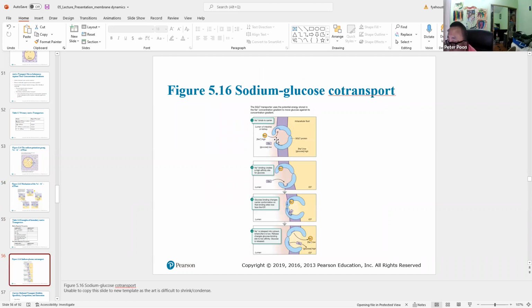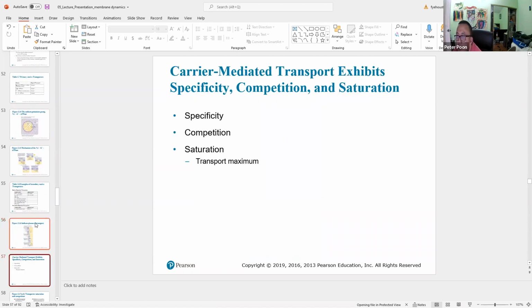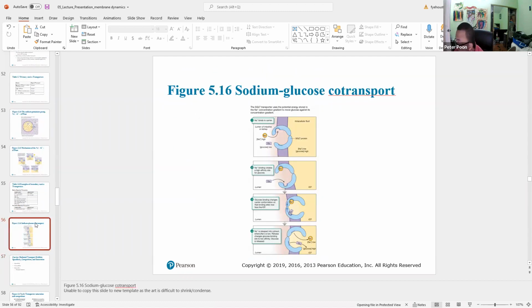And when we bring in sodium, we're going to use it to bring in glucose as well. So this is the sodium glucose co-transporter. These two come in at the same time. I hope that makes sense to you.